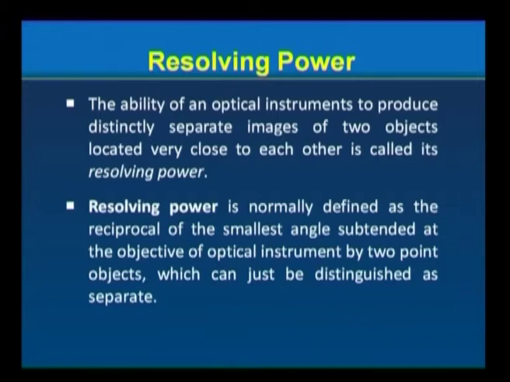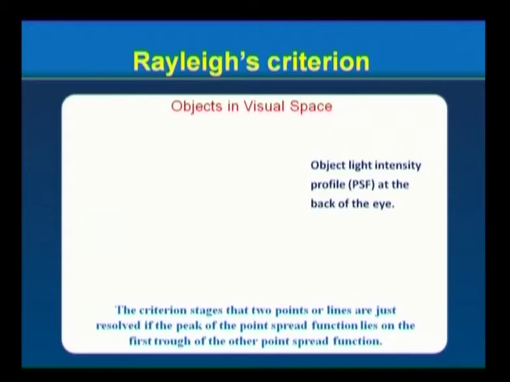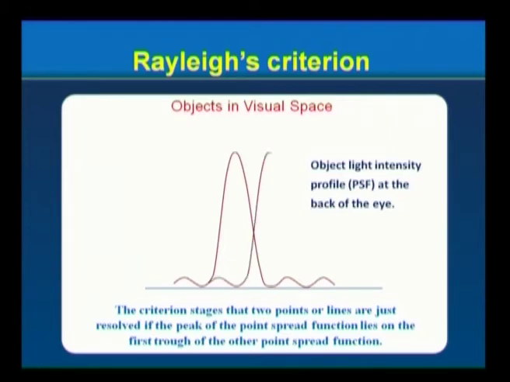So, resolving power is normally defined as the reciprocal of the smallest angle subtended at the objective of the optical instrument by 2 point objects, which can be distinguished as separate. Let us now see the objects in visual space. There is the intensity caused by one of the sources. You have two sources. You have a hump of light coming from the first object. The second hump is the light coming from the second object.